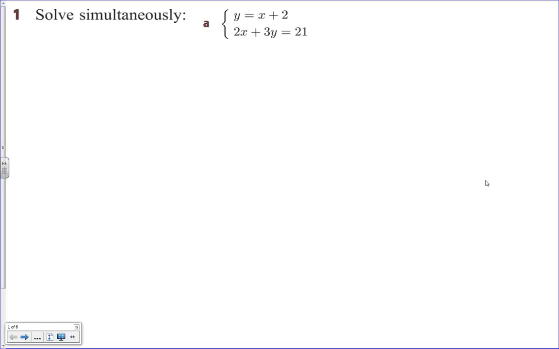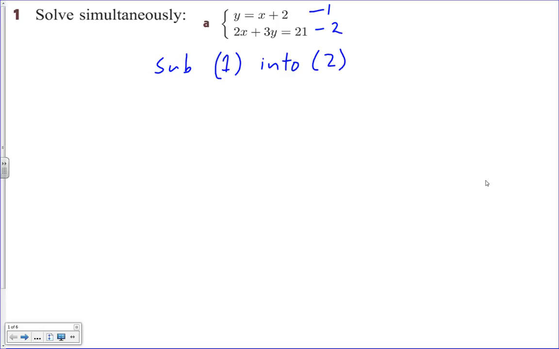Background knowledge, part C3, question 1. Solve these equations simultaneously by substitution. So if we look at these two equations, I'm going to call that equation 1, call that equation 2. So what we're going to do is substitute equation 1 into equation 2.